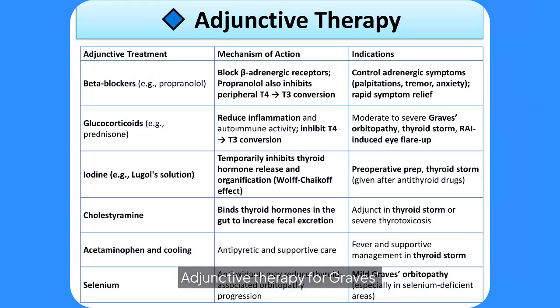Adjunctive therapy for Graves' disease includes beta blockers for relief of adrenergic symptoms like tachycardia and tremor, glucocorticoids for control of inflammation and autoimmune activity, especially in orbitopathy and thyroid storm. Iodine temporarily inhibits hormone release in thyroid storm. Cholestyramine aids fecal excretion of thyroid hormones, while acetaminophen and selenium provide supportive care. These treatments complement definitive therapies by addressing specific symptoms.